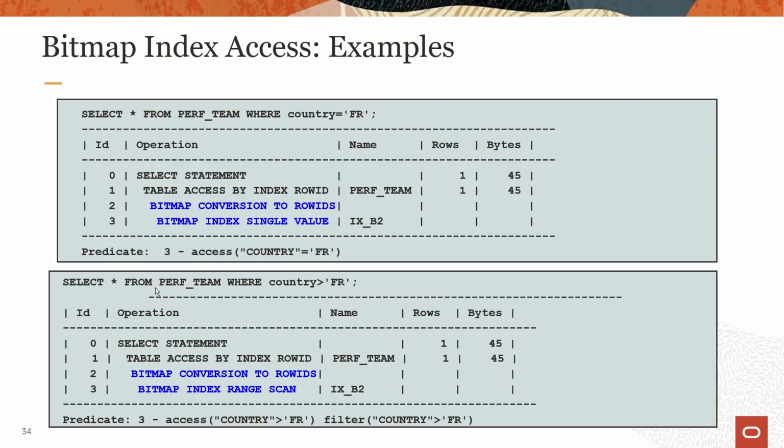In the other select statement, you're asking to show all the records where country is bigger than FR. Country has a bitmap index. Now this will result in a bitmap index range scan. So all the bitmaps where the key value is higher in the alphabet than FR will be scanned. Based upon the position of bit 1 in each bitmap, it will calculate the row IDs, and via those row IDs, we're going to access the corresponding table.